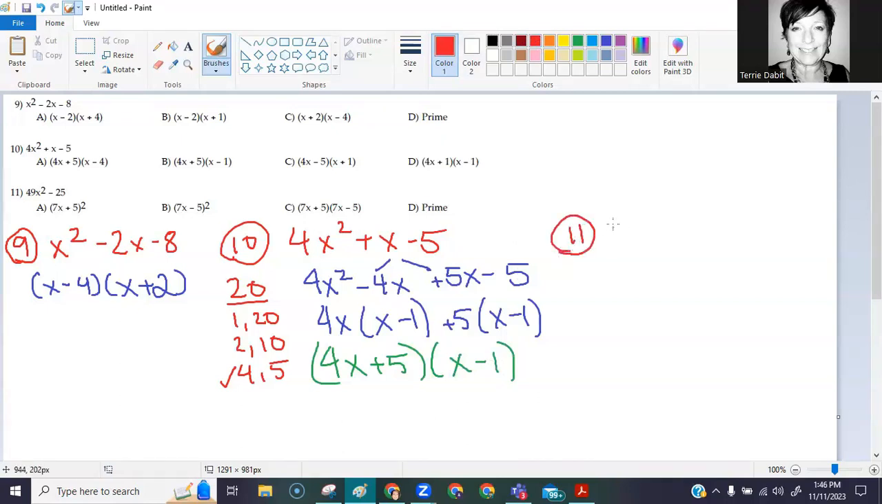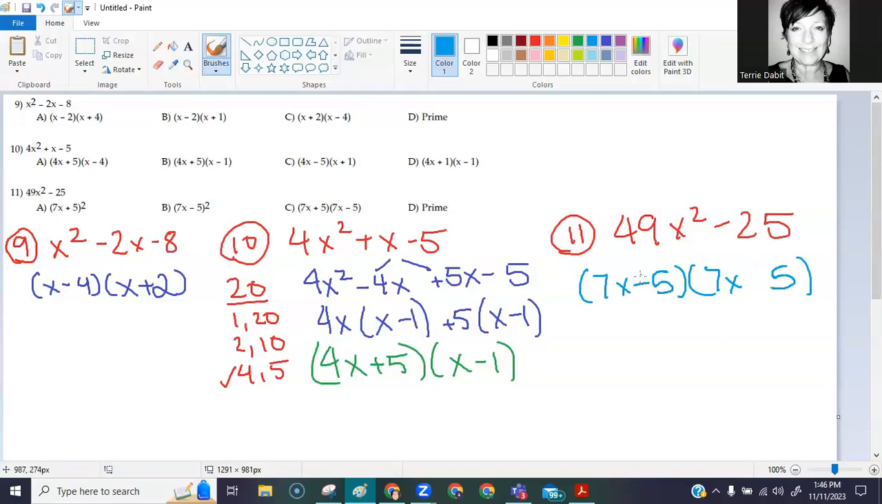Number 11 is factoring by difference of squares. What is the square root of 49x squared? That's going to be 7x. So I put 7x on both of them. And then what is the square root of 25? That is 5. And then the rule says make one of them positive, make one of them negative.